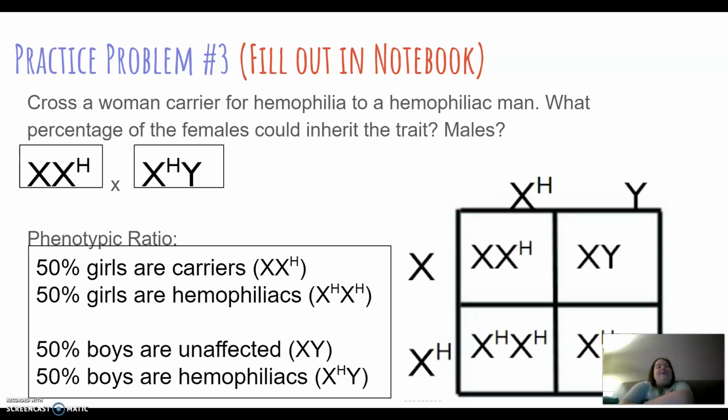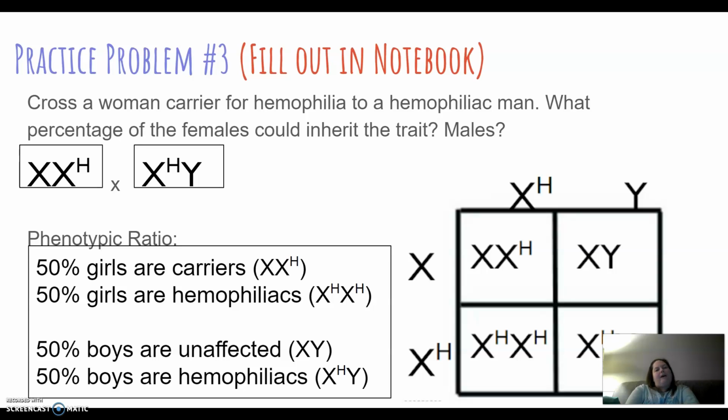So we've got a carrier, so only one of my X's is going to have the hemophilia trait on it. Then my hemophiliac man means he does have it, so my X is definitely going to have that H on it. Remember, Y doesn't have anything. So we're going to set that up. On the left, I've got my female, so I've got plain X and then X H. Up top, I've got my male, so X H and Y. And then when I cross these, you can see my results there.